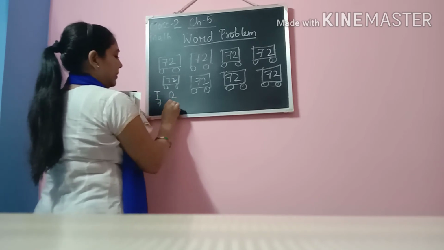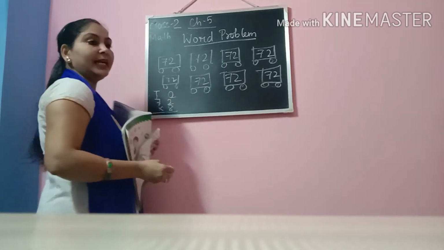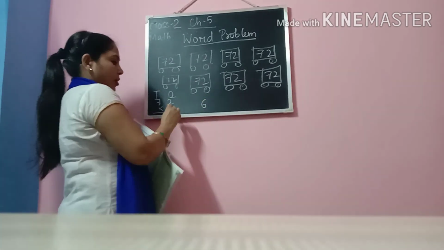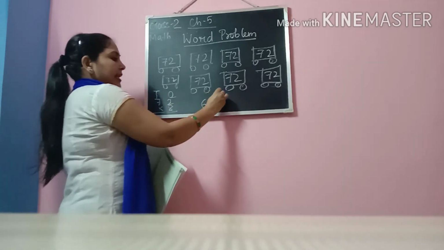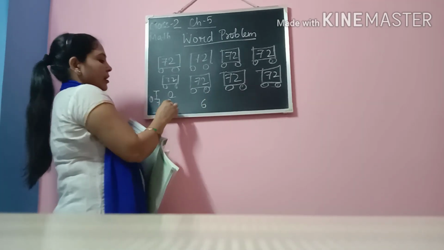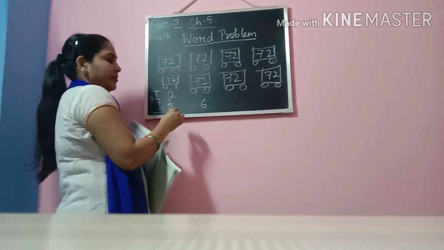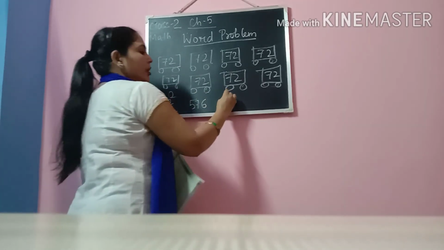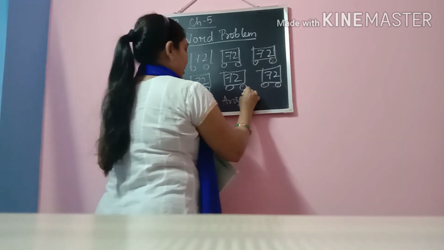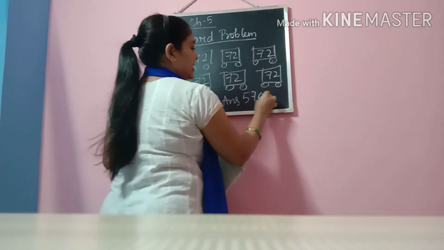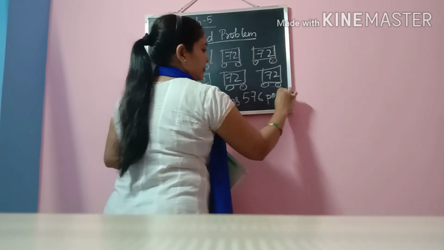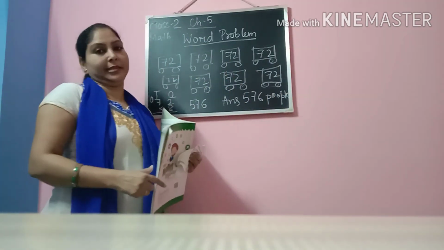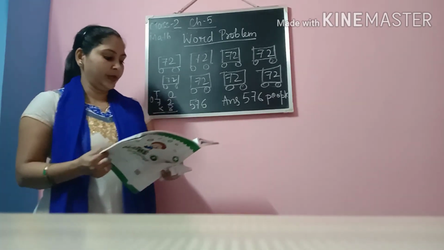So 72 multiplied by 8. When we multiply 72 by 8, 8 2s are 16. Okay, I'll write here 6 and carry over 1. Then 8 7s are 56. 56 plus 1, 57. So the answer will be 576 people. This many people can go in 8 buses. Okay. The rest you will do by yourself. I will not do it for you.